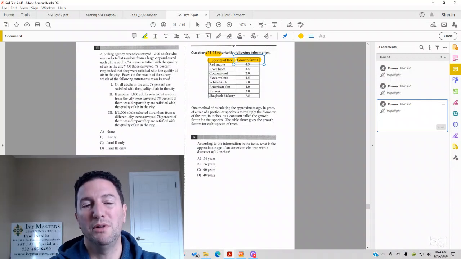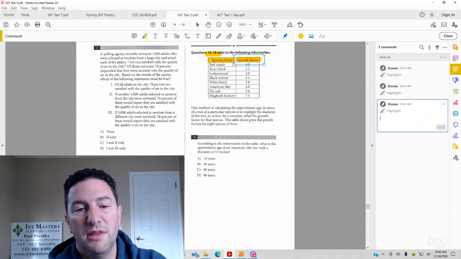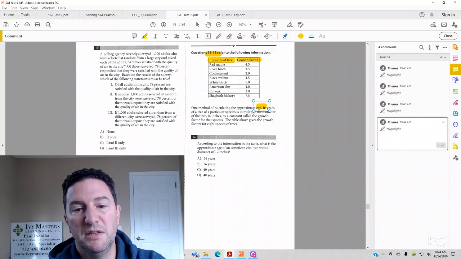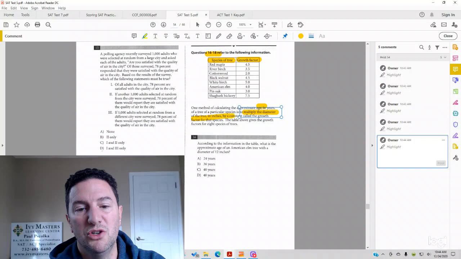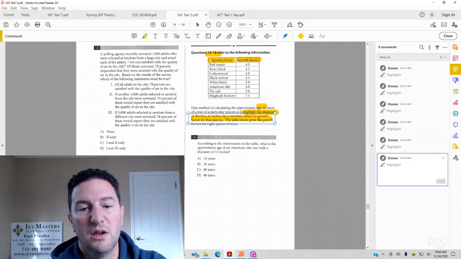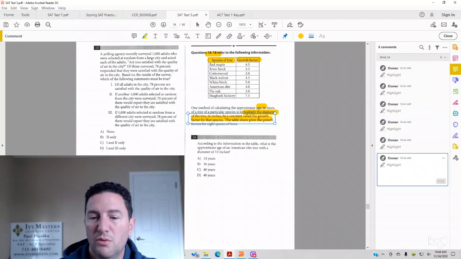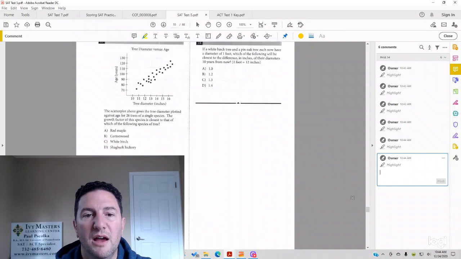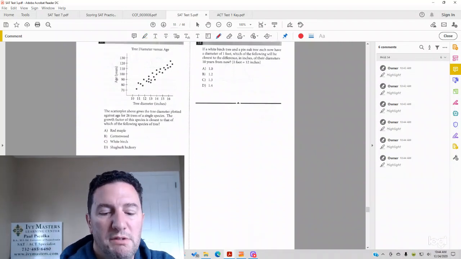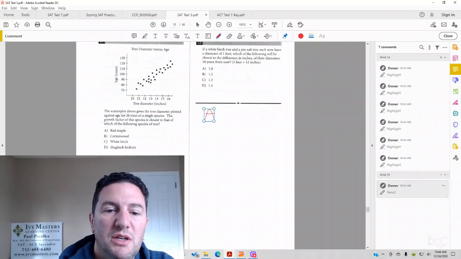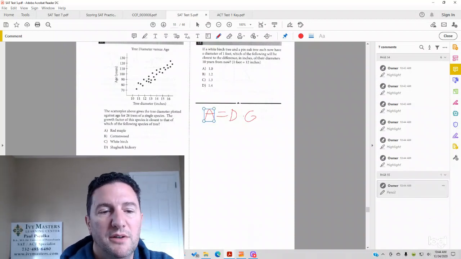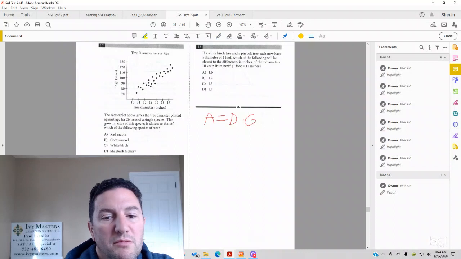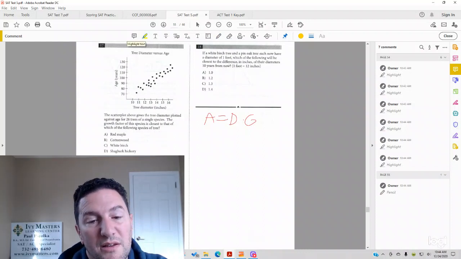I read the caption below, which says, one method of calculating the approximate age in years of a tree of a particular species is to multiply the diameter of the tree in inches by a constant called the growth factor for that species. So I'm going to scroll down and write the equation that I just saw, which is age equals diameter times growth factor. And now when I read my number 17 here, I know all I have to do is plug in and see what my answer is.